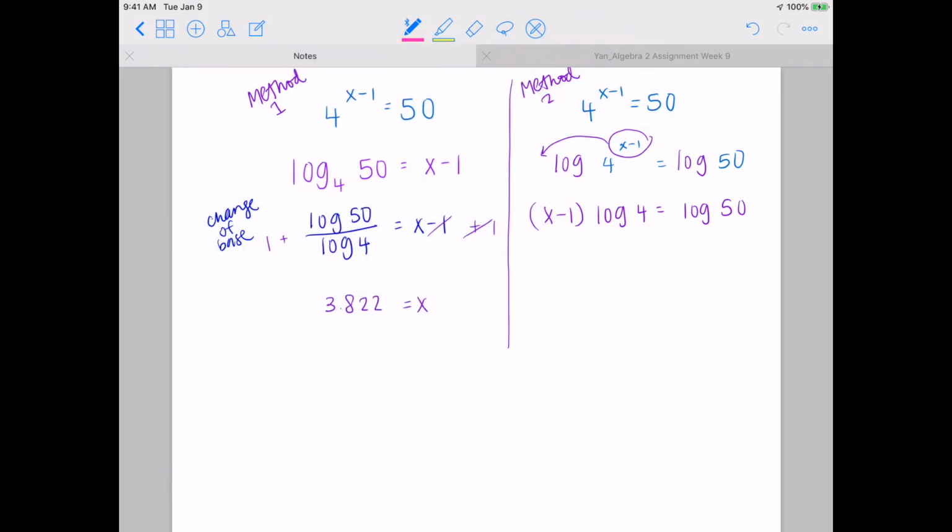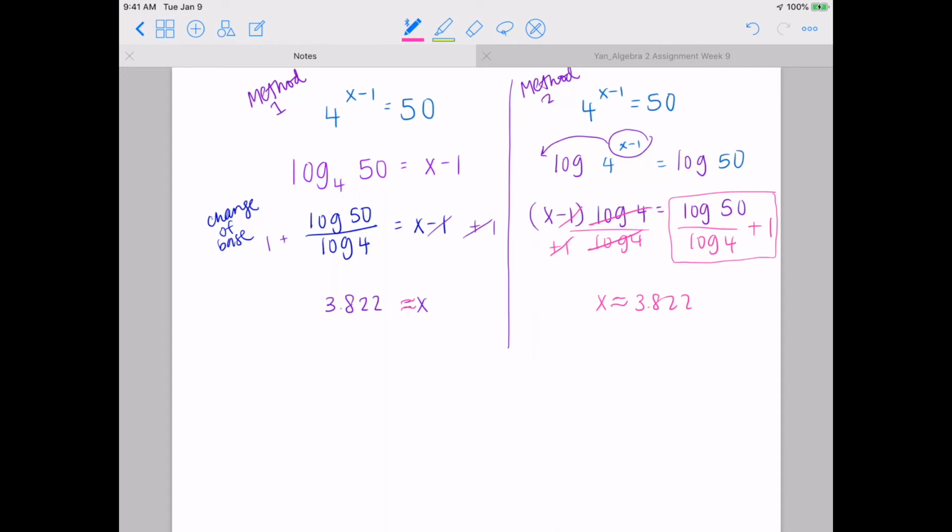Okay, continue with the math to solve for x. We're going to divide both sides by log 4, and then we're going to add 1. So x equals exactly the same thing as the left side, and it's still going to be 3.822. Okay?